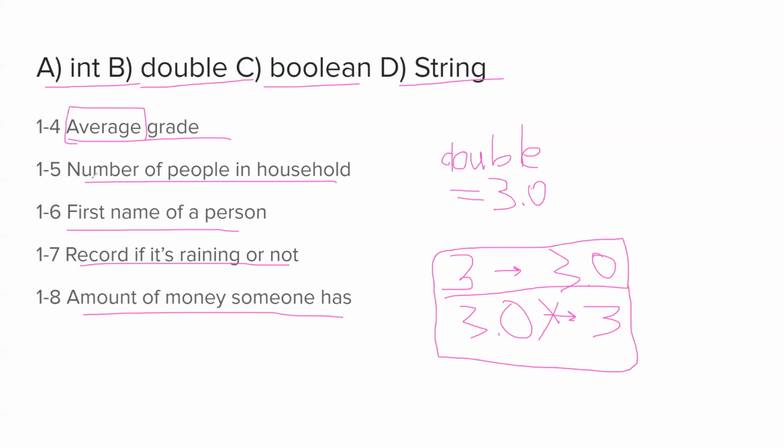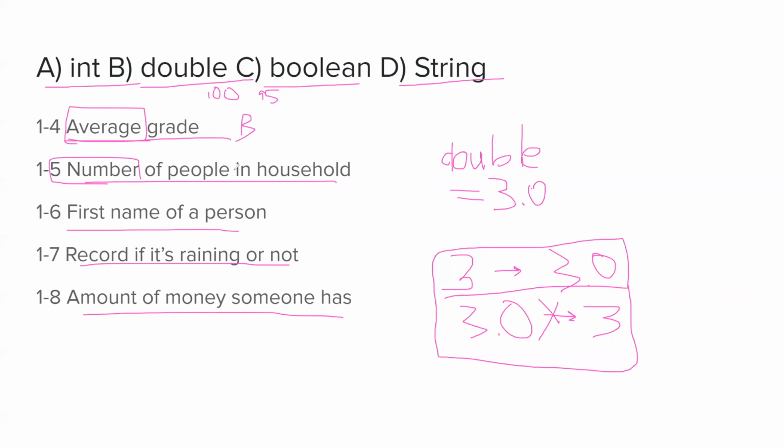So it's like squares are rectangles, but rectangles are not squares. So we would say average grade. If I had a 100 and then 95, the average of this is 97.5, which is a decimal, right? So we would need a double. That's the first problem. Number of people in a household. So number means it has to be a numerical value, meaning C and D are wrong, right? C is true or false, D is a word.